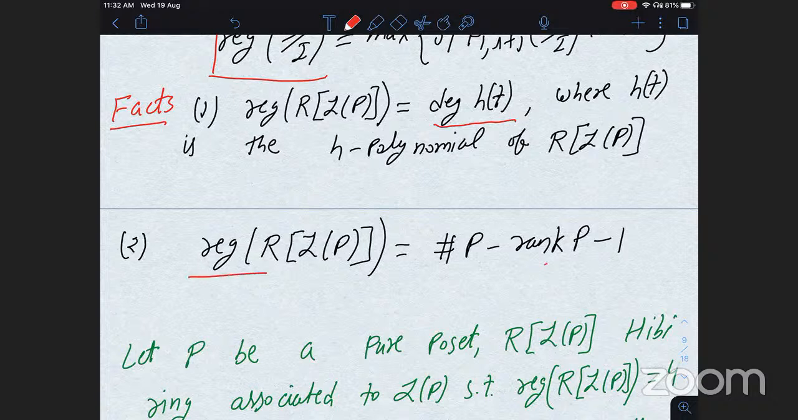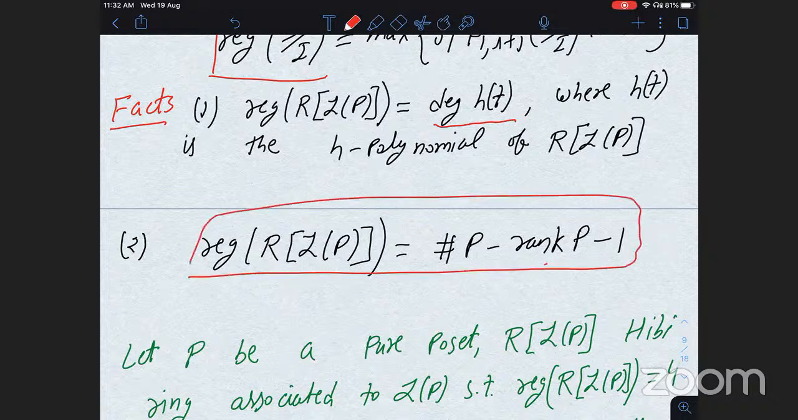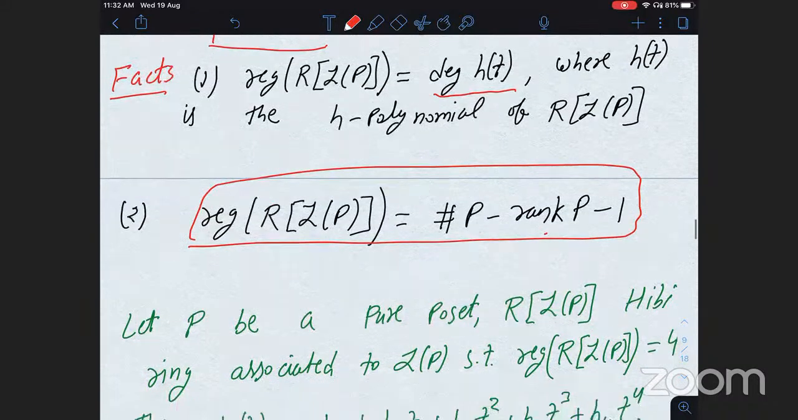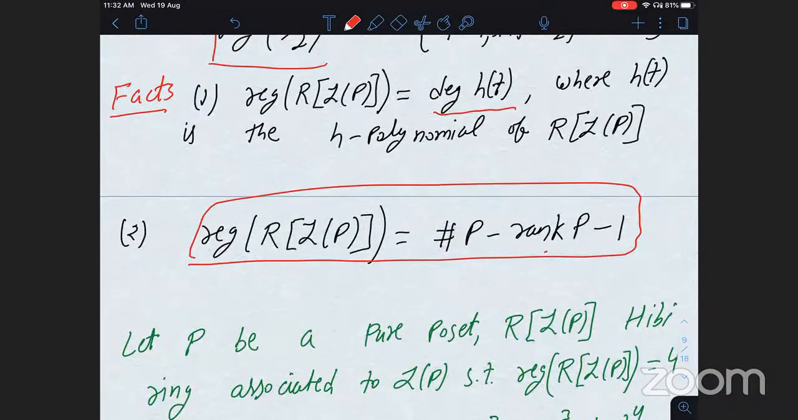So this is another property where the regularity of a ring is actually an algebraic property of the ring. So we have related the algebraic property of the Hibi ring with the combinatorial property of the poset or the distributive lattice. Okay, if you remember, we wanted to prove the conjecture for Gorenstein Hibi rings of regularity 4.